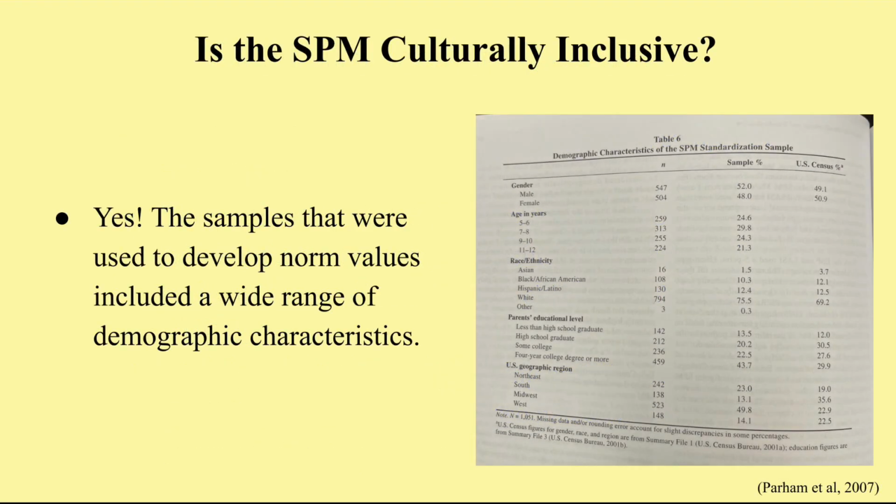The Sensory Processing Measure is culturally inclusive. The samples that were used to develop norm values included a wide range of demographic characteristics. The table on the right shows the demographic characteristics of one of the larger samples that was used to standardize the SPM. As you can see, there was equal representation of both genders, a wide variety of ages, representation of races other than white, and different regions across the U.S. were looked at.